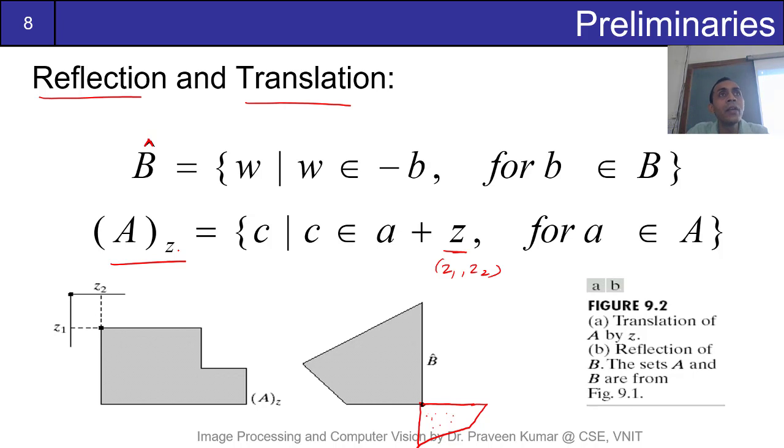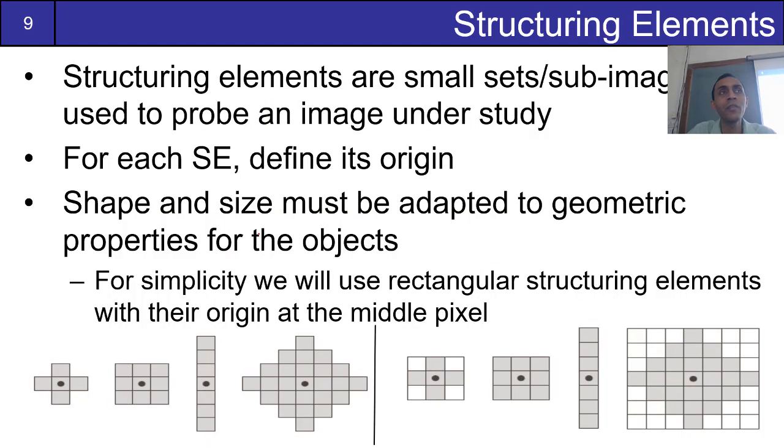So is there any doubt here? Set reflection and set translation. The intuition is clear. In set reflection, we'll be reflecting around the origin, and in set translation, we'll be translating by a fixed value. Why are we discussing these mathematical notations? Because if you want to formally define those operations, we will use these set notations. Otherwise, we can even informally understand what it means.